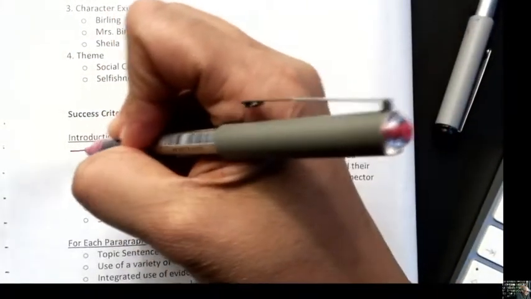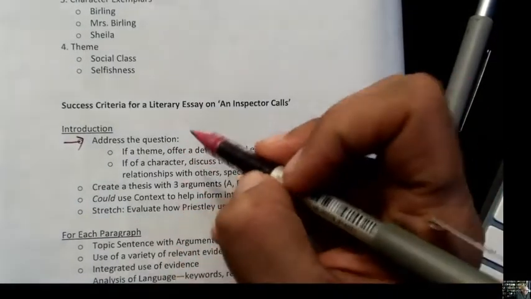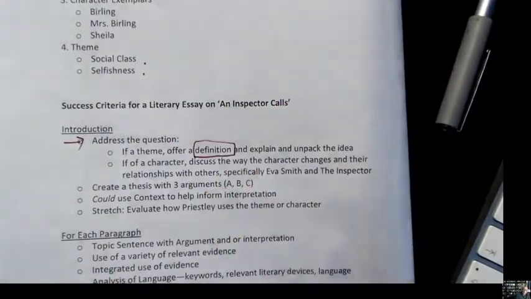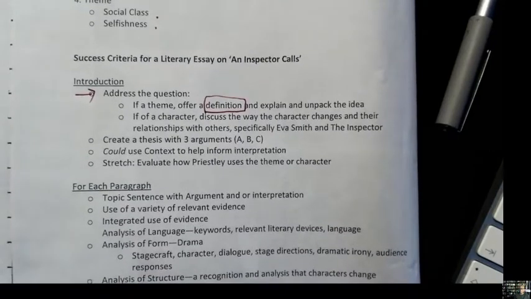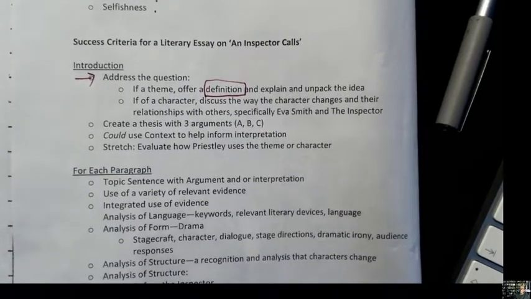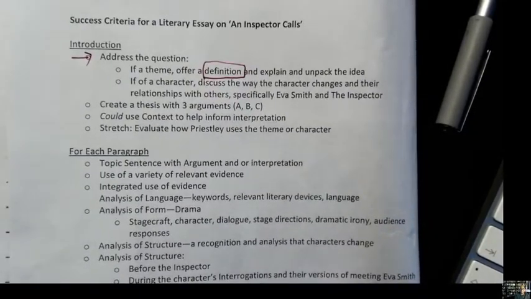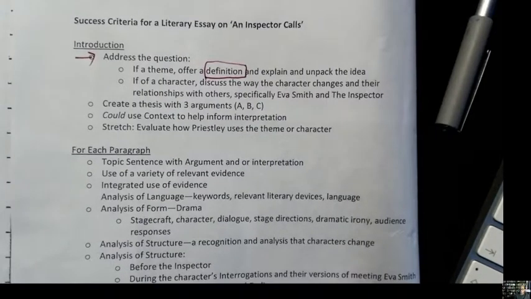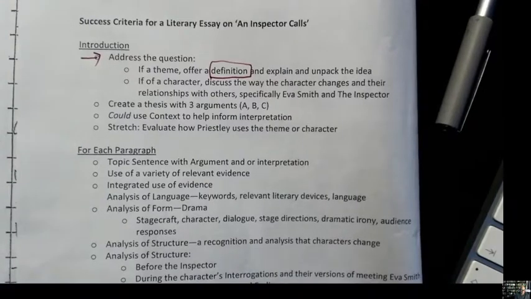We really need you to address the question: what is actually being asked of you? So if it's a theme, you want to define what this means, social class or selfishness. Unpack, explain this idea. Don't just tell me, try to explore and make sense of what these ideas mean. If it's on a character, the main way to think about it is the character's change over the course of the play and their relationship to other characters, particularly Eva Smith and the inspector, because they're the linchpins of the whole play.